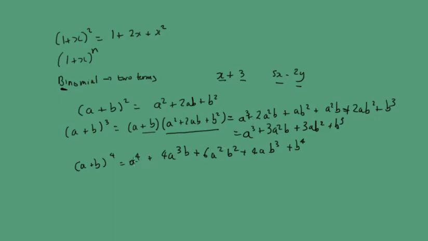Now let's look at the coefficients. We've got 1, 4, 6, 4, 1. Here we've got 1, 3, 3, 1. And for this one we've got 1, 2, 1. And what we see is that the coefficients follow a pattern known as Pascal's triangle.